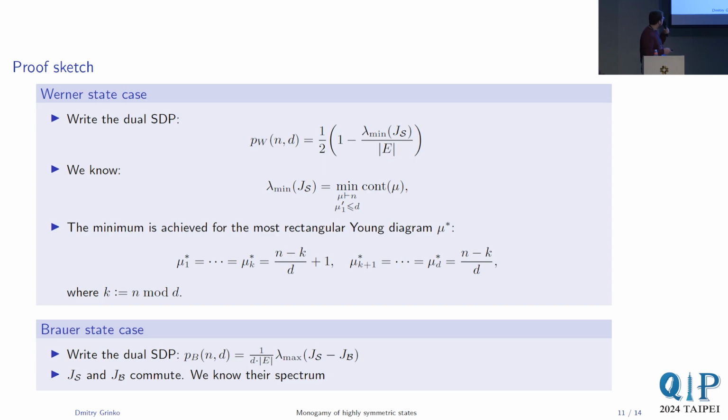For the Brouwer state case, the story is similar. You can write the dual SDP, and then it turns out that the value of this dual SDP is equal to the maximal eigenvalue of the difference now of this JS and JB element. And it's easy to see that those elements actually commute, and we know their spectrum. And if you add some more representation theory to that, you can actually obtain the full solution.